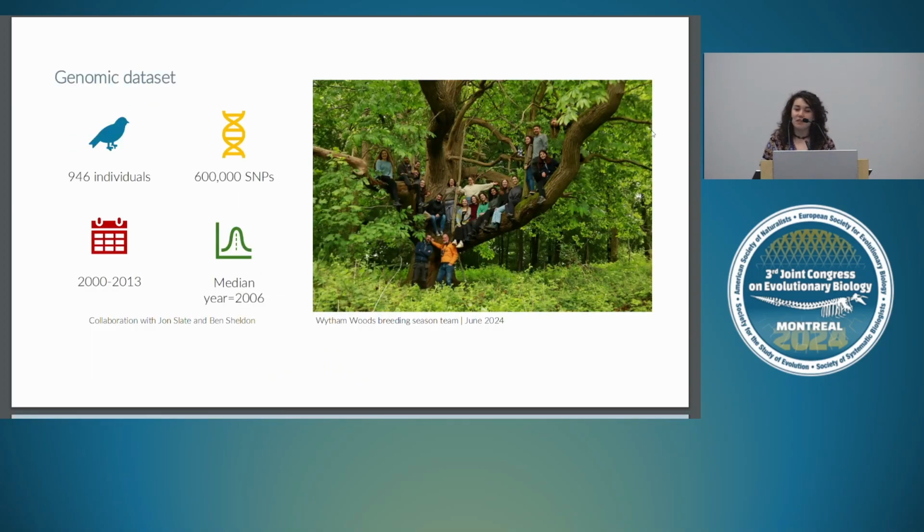And also we have associated genomic resources. These started as a collaboration between Ben Sheldon and John Slade, and we have more than 900 individuals genotyped with a SNP panel of more than 500,000 SNPs. These birds were collected between 2000 and 2013. So this is not only the collaboration between Ben and John, but also lots of people that collected this year after year. So I'm going to use these resources to answer some of the questions about dispersal and potential local adaptation.